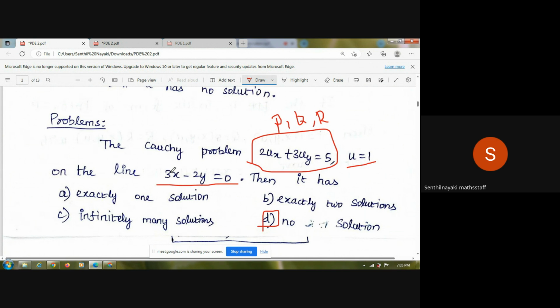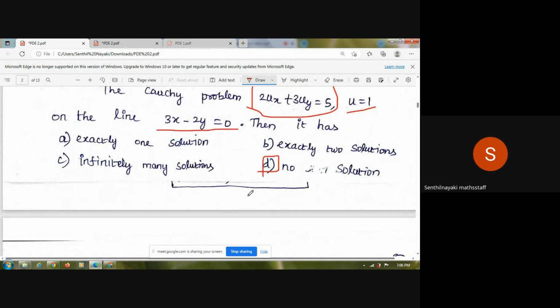For that, from this equation, we can substitute either x equal to t or y equal to t, and then we get the remaining variable in terms of t, and substitute the x and y values in u. Otherwise, if it is a constant term, we can take it as it is. So all three values x, y, u become x naught, y naught, u naught, and these three values are in terms of t.